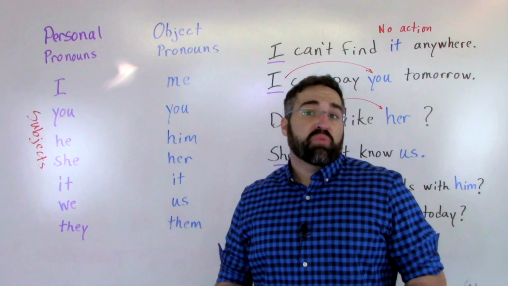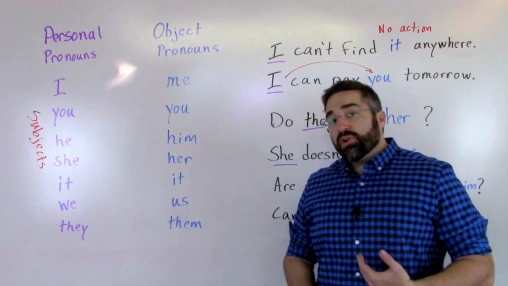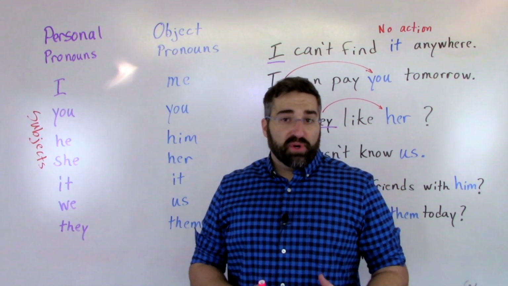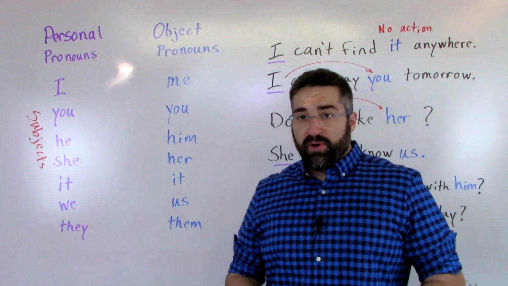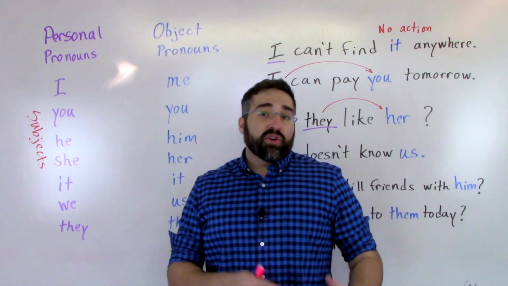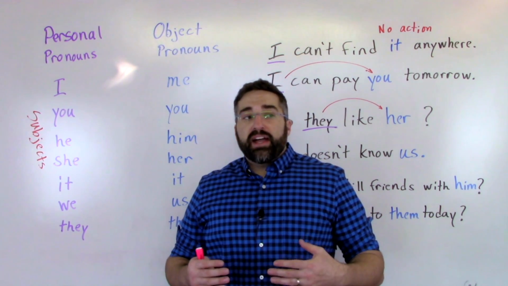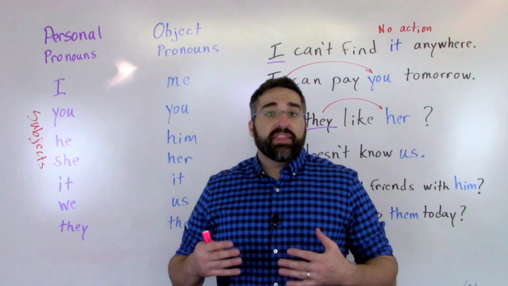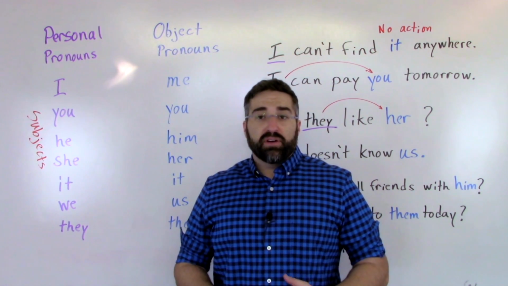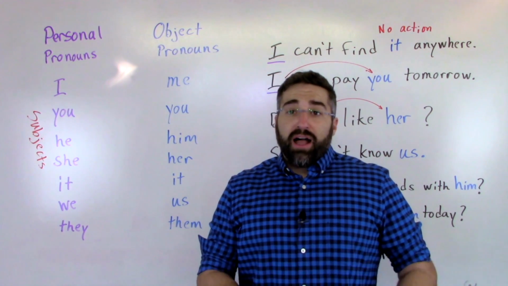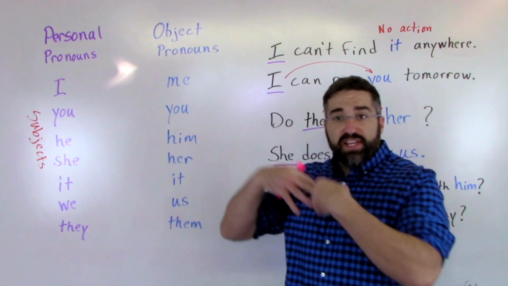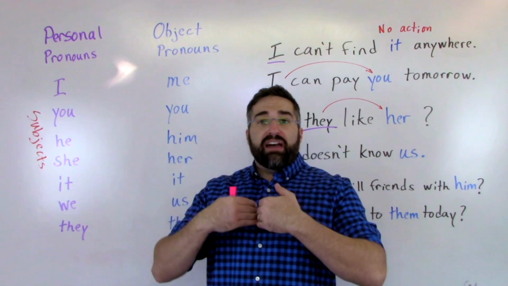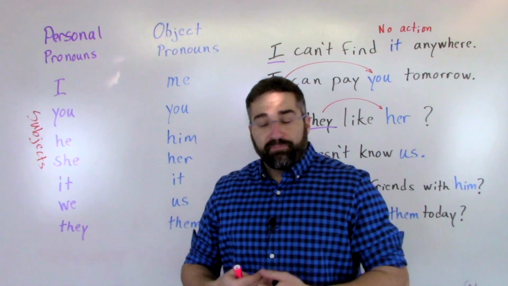Let's talk about some pronouns real quick. So we need to look at the difference between a subject pronoun and an object pronoun. The first thing I'll say is that a subject pronoun is the one in the sentence that does the action. All right? Now, the object is the one that receives the action. They don't do the action, they have the action done to them.